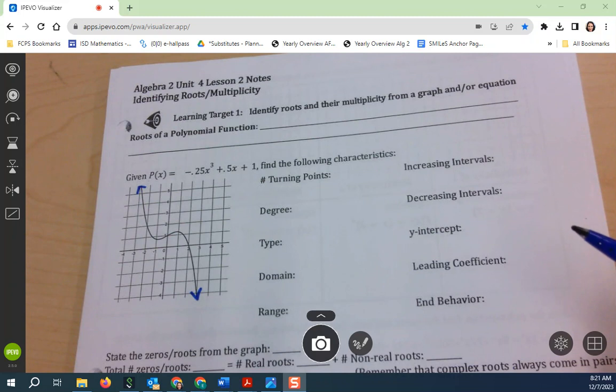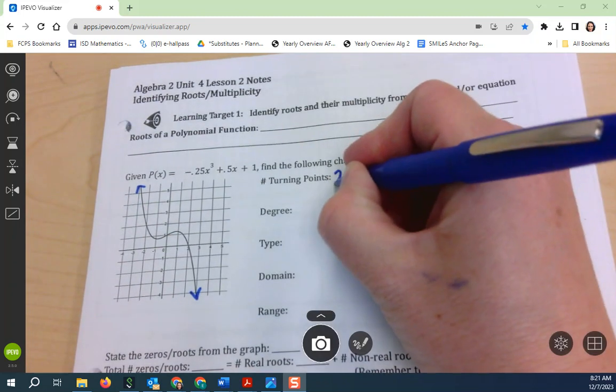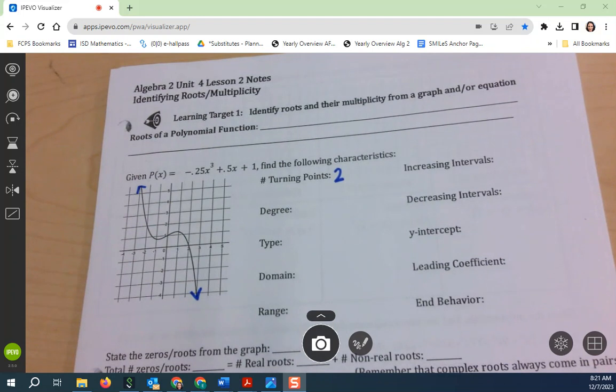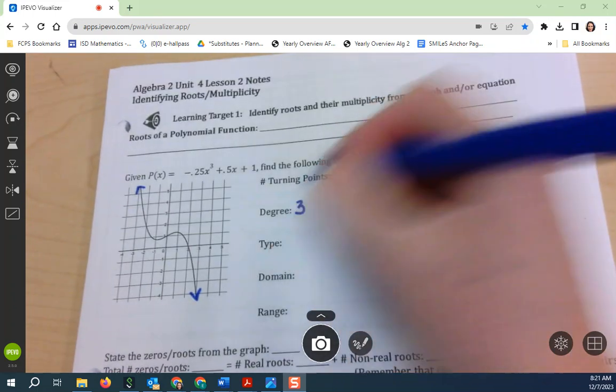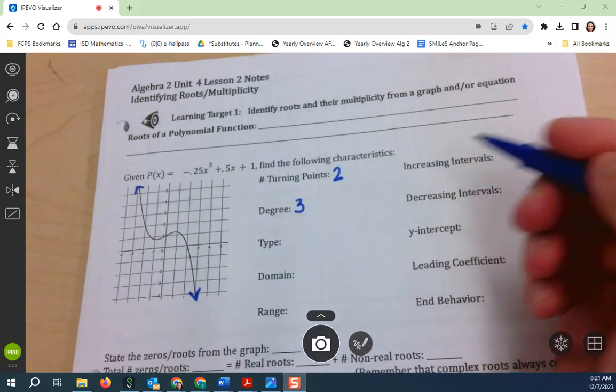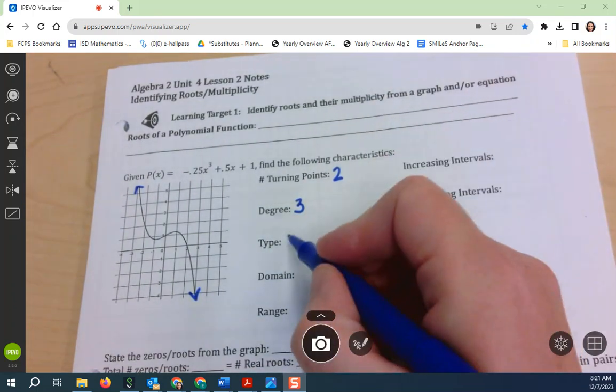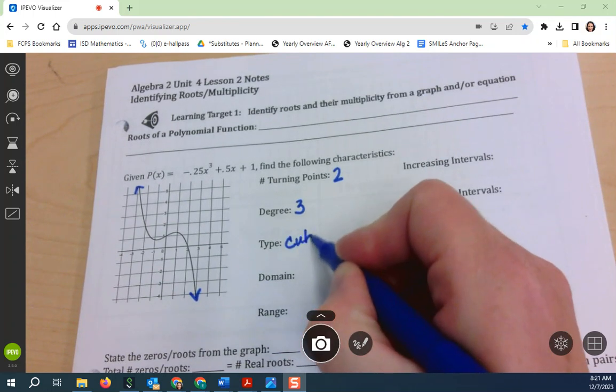How many turning points did we have? 2. And when you have 2 turning points, that means your degree is how much? 3. And if the degree is 3, it's called a cubic. Now this comes from your notes last class.